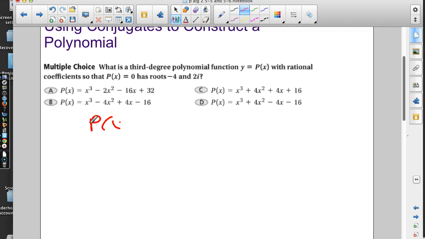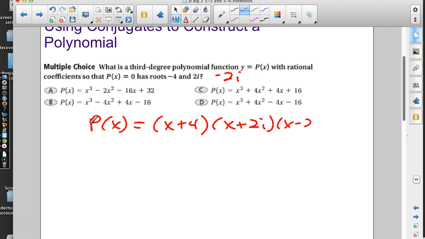So, P of x equals, if it's x minus 4, that came from x plus 4. 2i will come with its partner, a negative 2i. Remember, only the nasty ones come in pairs. And then that's going to be x plus 2i and x minus 2i. And like I said before, always go after the two that look like the ones you don't want to do first, because those will end up being nice.